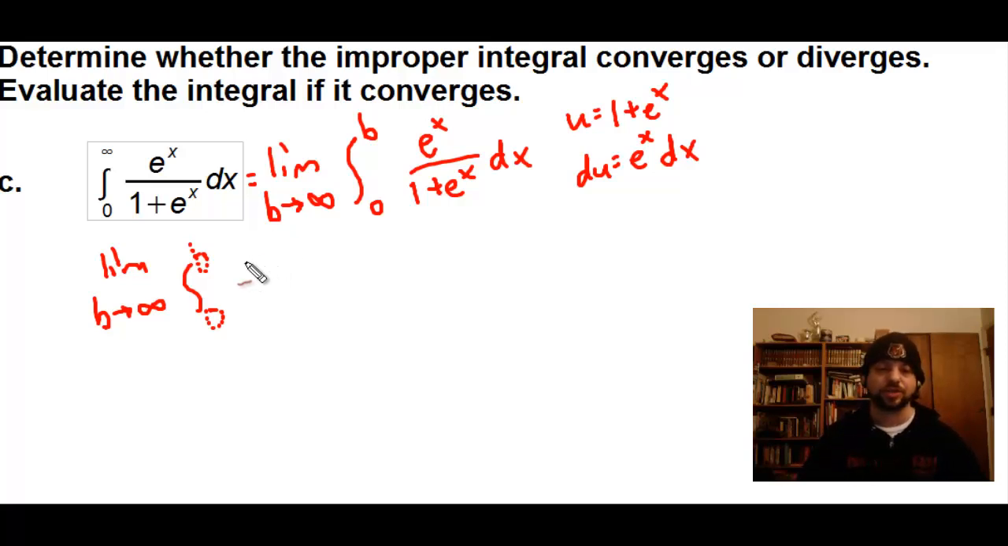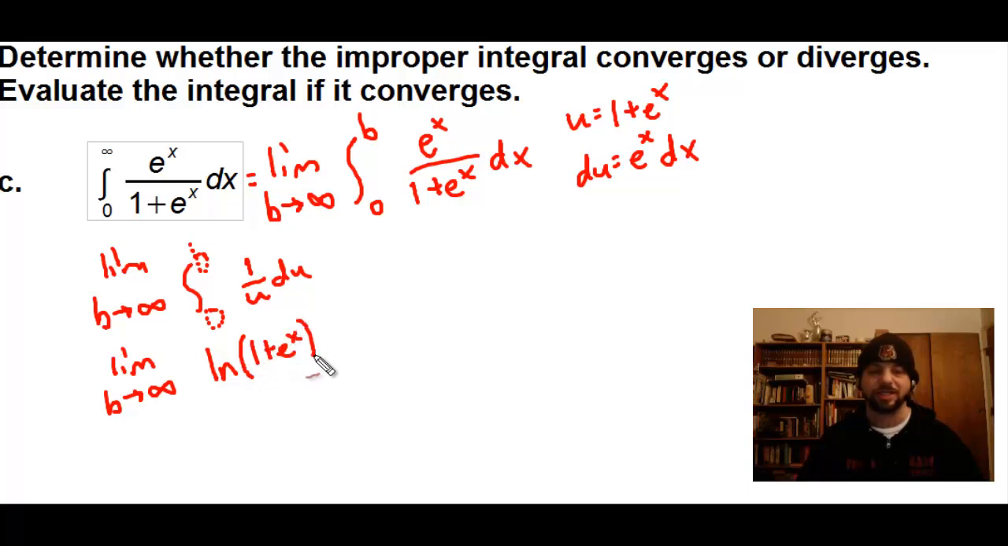Of course, this is going to turn into 1 over u du, which you should recognize is simply an integral that brings you back to a natural log. So if we do that, this is simply going to be the natural log of u, which in this case is the natural log of 1 plus e to the x, and we're going to evaluate this from 0 to b.